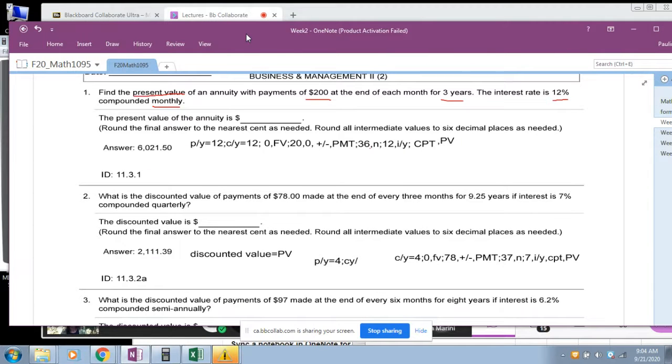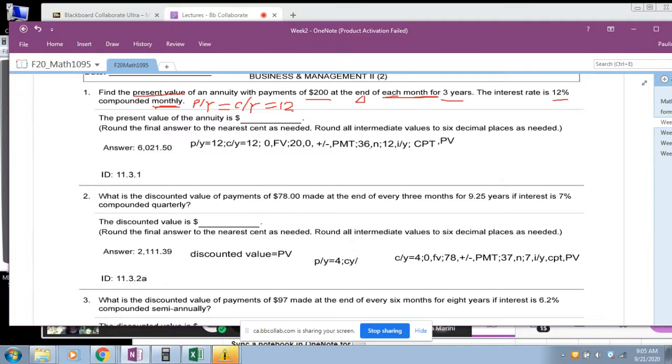Before we do anything, let's analyze the numbers given here. It is a payment made at the end, which means this is an ordinary annuity. You make a payment every month, and the interest is compounded monthly. That means this is a simple annuity. Simple annuity means PY equals CY, in this case equal to 12. Each year you make 12 payments and convert the interest 12 times because interest is compounded monthly. So we clarify this is an ordinary simple annuity.